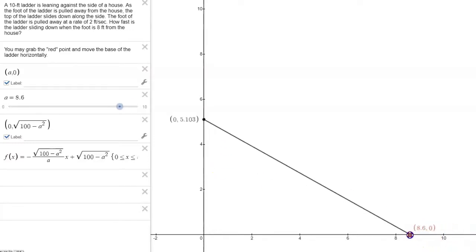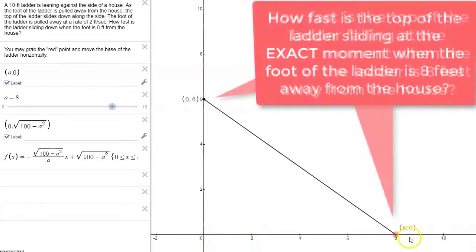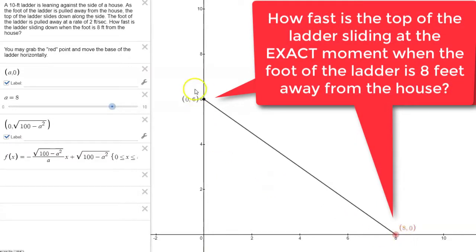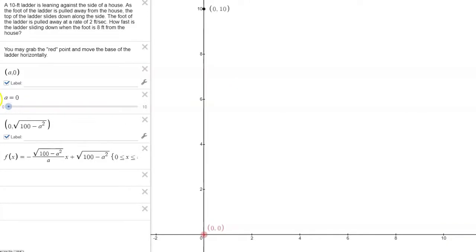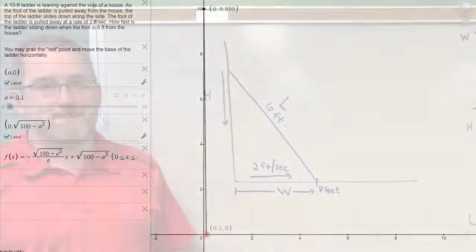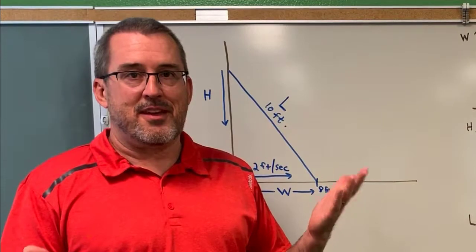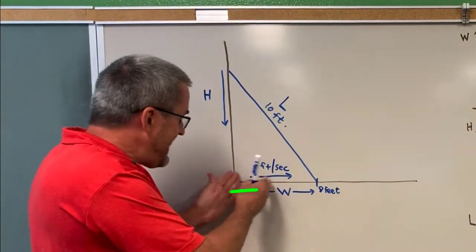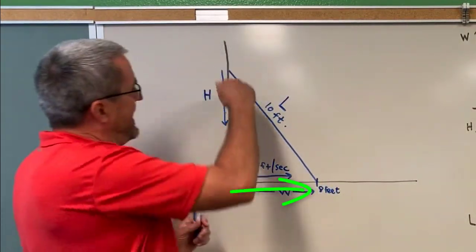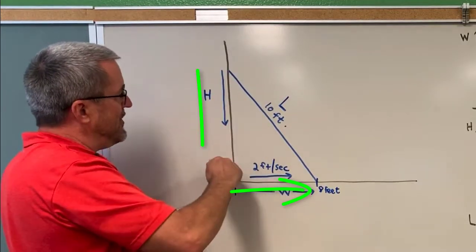So the question is, at this moment, when the foot of the ladder is 8 feet from the wall, how fast is the top of the ladder sliding down the wall? We will be able to use our knowledge of derivatives and rate of change to actually solve and answer this question. As you've seen with Desmos, that ladder is sliding away from the wall, and as it does, the top of the ladder falls.